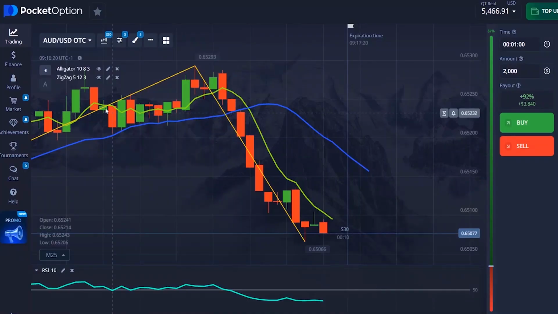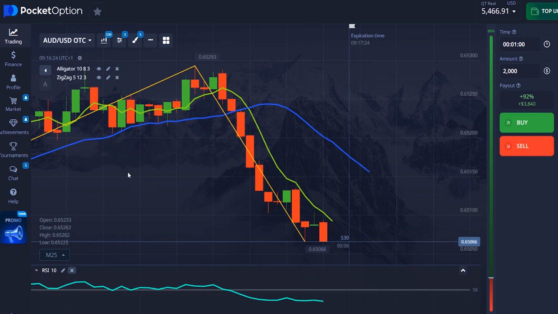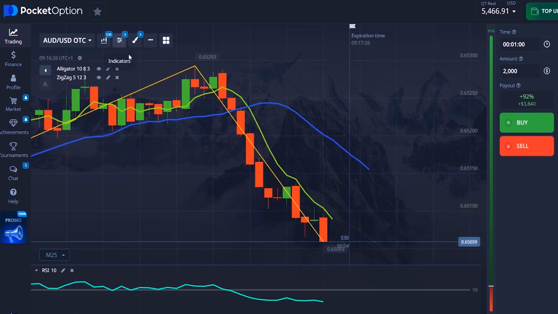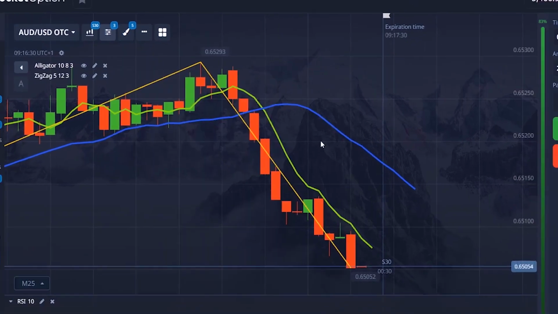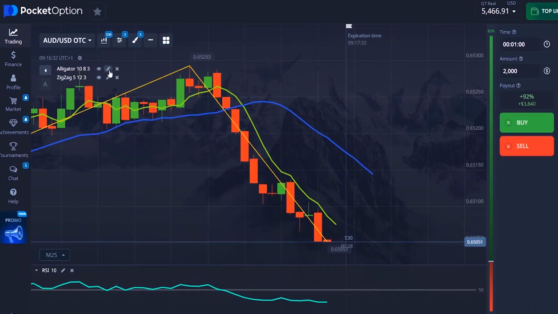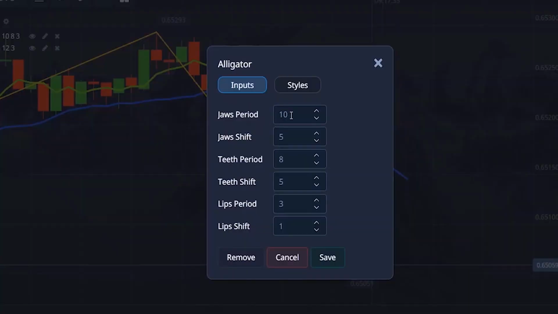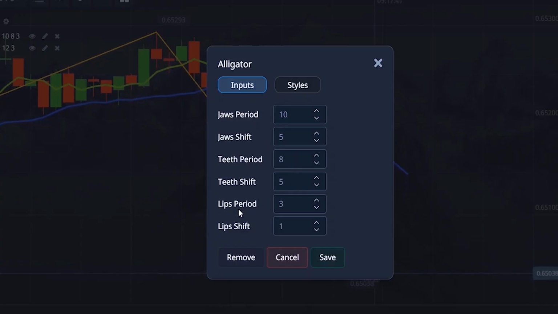So right here on the chart, I'm going to be using the Alligator indicator, the zigzag and the RSI indicator. I can come over to the indicator section right here and choose the indicators. The settings of my Alligator indicator come with the jaw period as 10, the jaw shift as 5, the teeth period as 8, the teeth shift as 5, the lips period as 3, while the lips shift is 1.